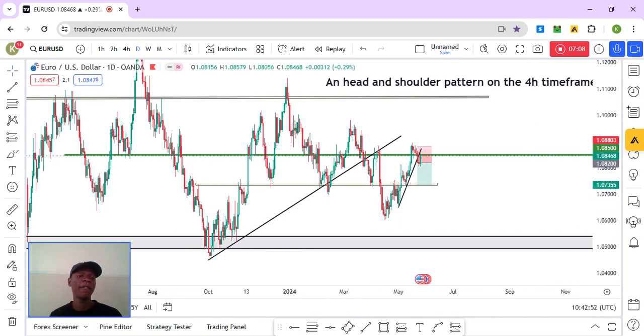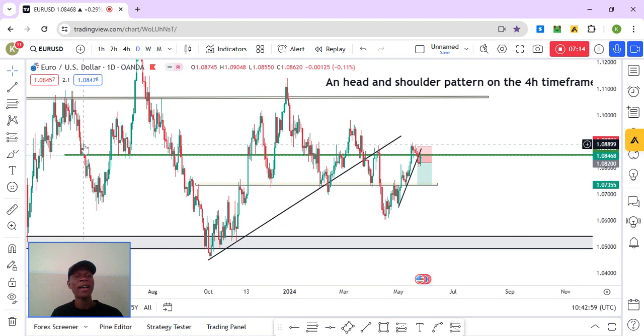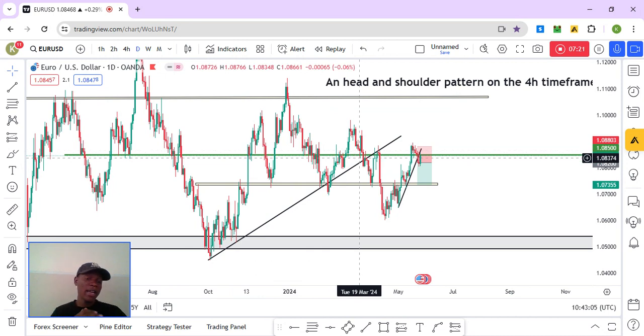This 1.08500 is a demand level and a very strong level. You can see that the market has reacted to it in the past very well, a lot. One, two, three, 4, 5. Anytime the market comes across it, it actually reacts to it. So that's why, and the market is currently testing it.